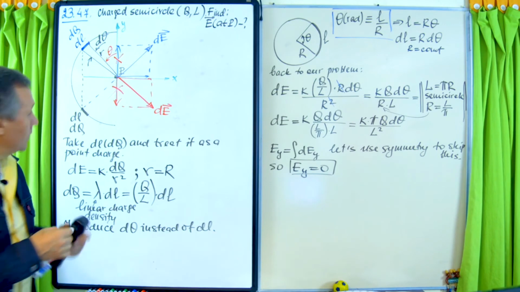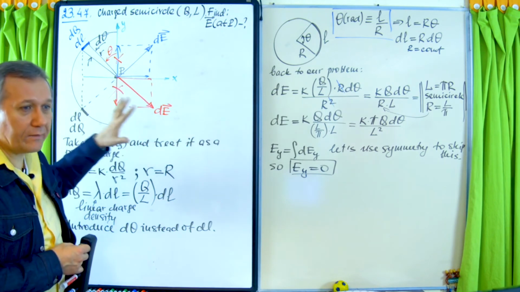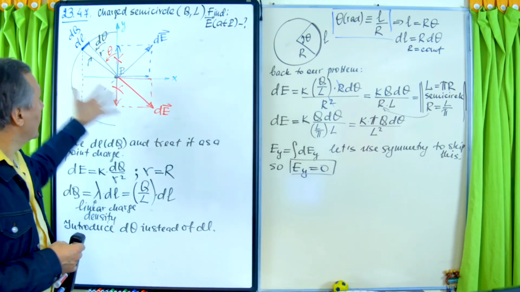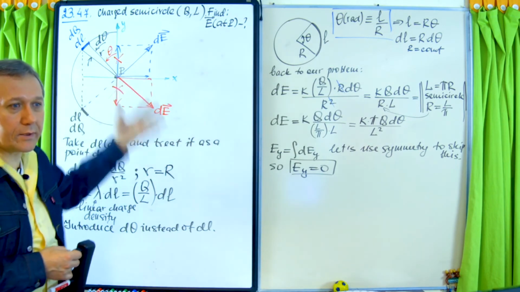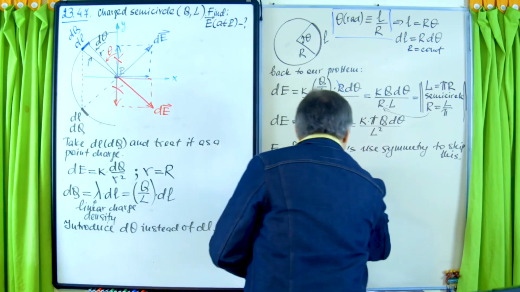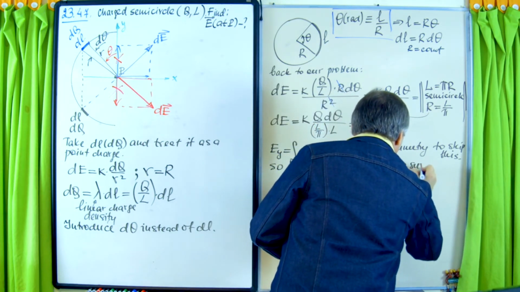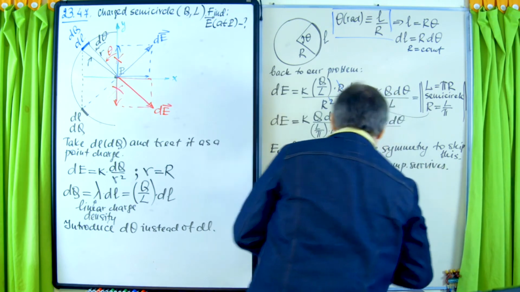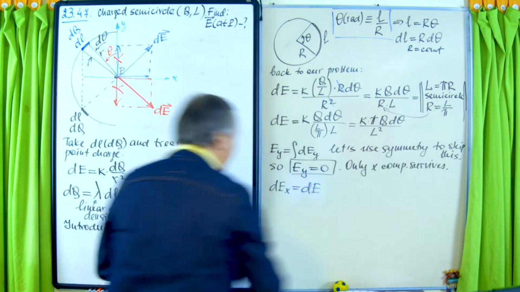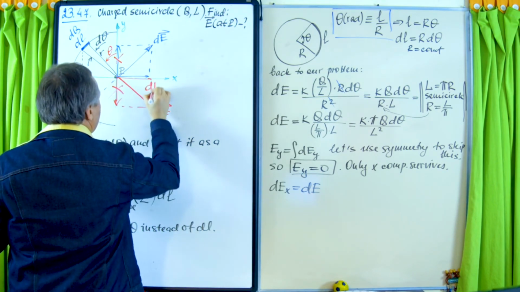So what's left? The x components, of course, don't cancel each other. The x components survive, and they will give us something. So let's find the x component of this electric field and integrate it. Here we cannot skip. Only the x component survives. So now let's find the x component of this electric field. This is dEx.